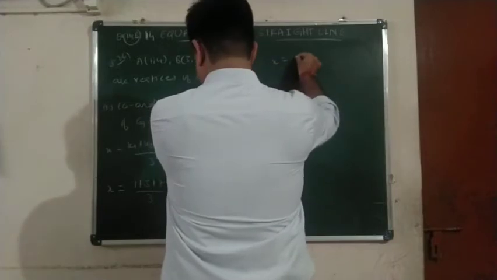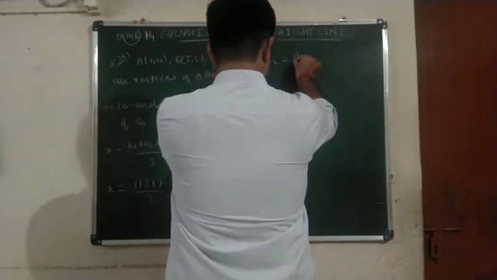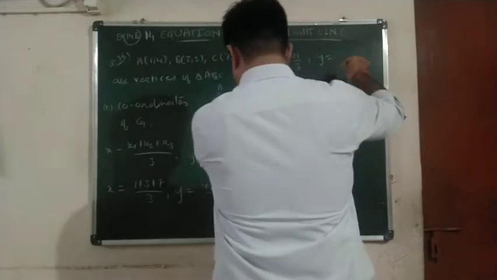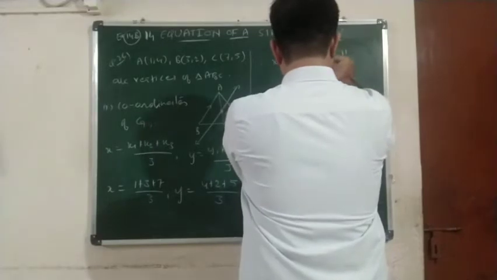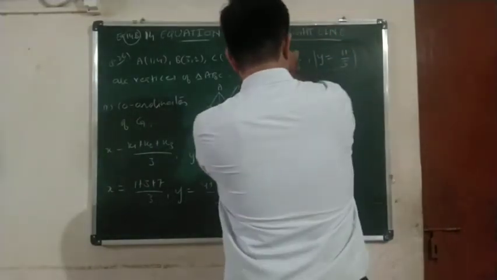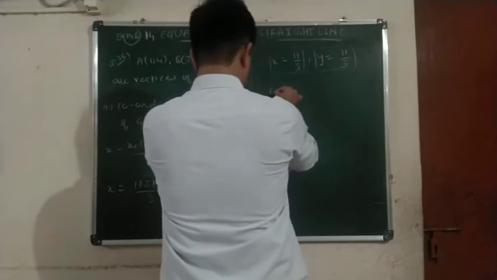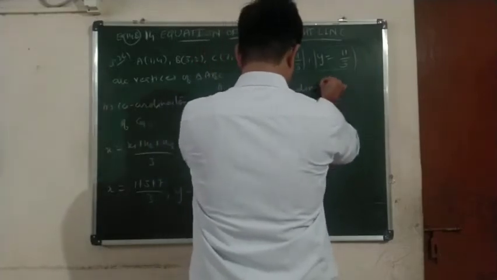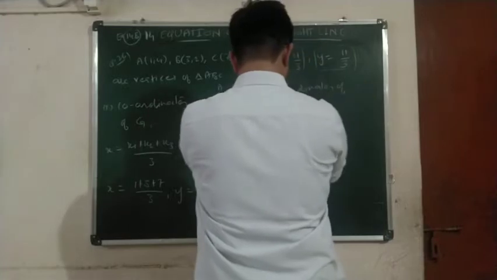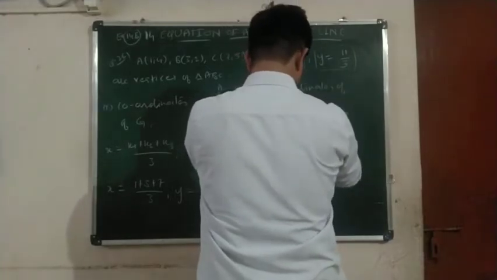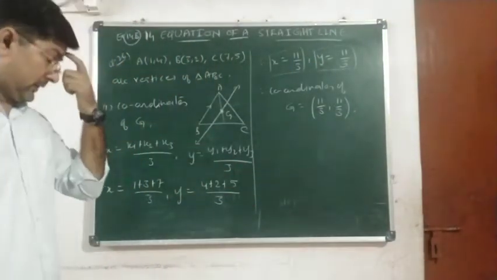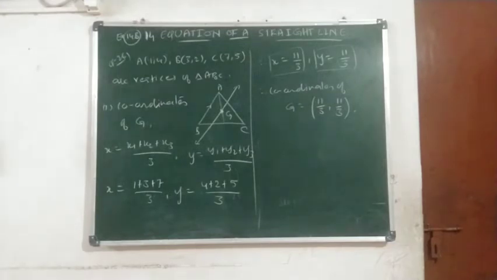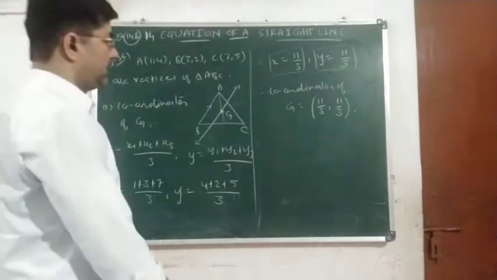Therefore x is equal to 11 upon 3 and y is equal to 11 upon 3. So the coordinates of G will be 11 upon 3, 11 upon 3. Now we have to find the equation of a line which is passing through G and parallel to AB.